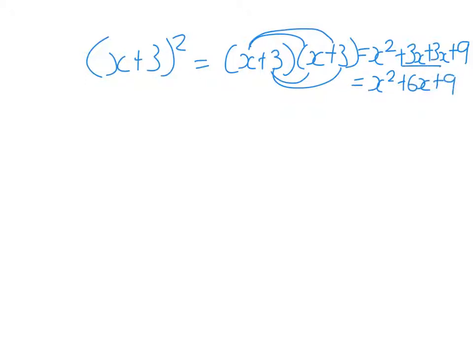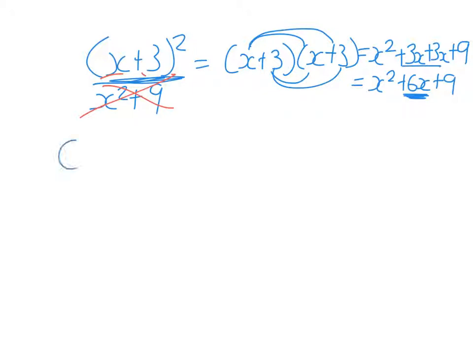Please don't make this mistake. People, when they see something like this, they just square the first term, square the last term, and think they're all right. But they're missing the middle term. So you can't do that when you have a squared. You can't just square the x and square the 3. It does not work.